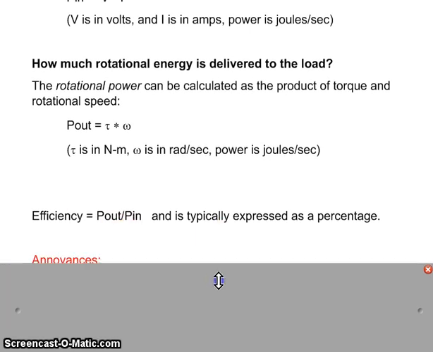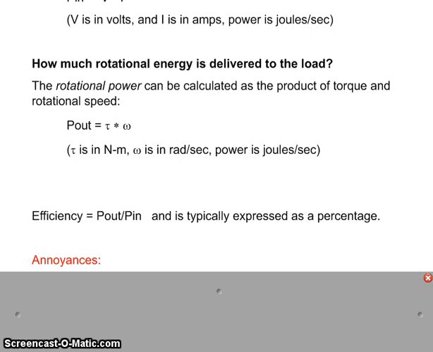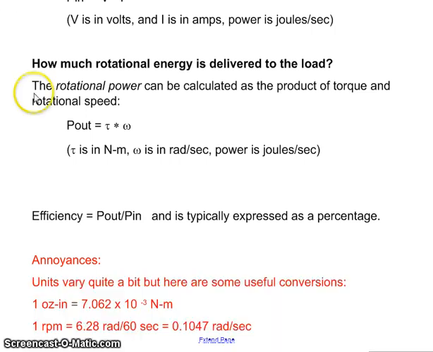There is an annoyance, okay, and here is what I just want to alert you to. The units can vary quite a bit, particularly in terms of torque and angular velocity, but two alternate units that come up a lot: instead of Newton meters, you might find ounce inches, which is common, but to convert ounce inches into Newton meters, you've got this number here. 1 ounce inch is equal to 7.062 times 10 to the minus 3 Newton meters.